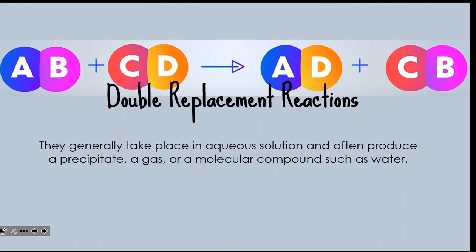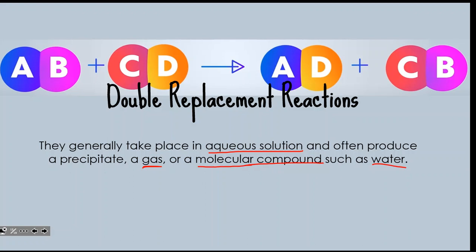So double replacement, once again, we're reviewing a little bit, aqueous solution. These compounds are dissolved in water to begin with. That means, being dissolved in water, they're in their ion form. They're being surrounded by water molecules. And yes, you could produce gases, molecular compounds, such as water.